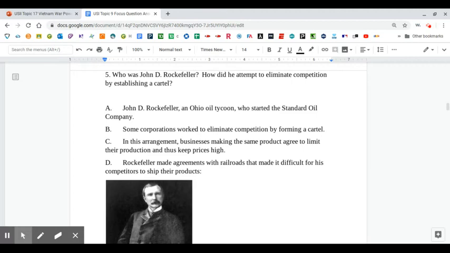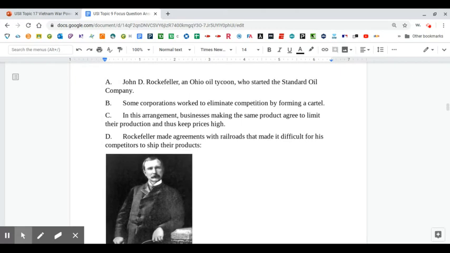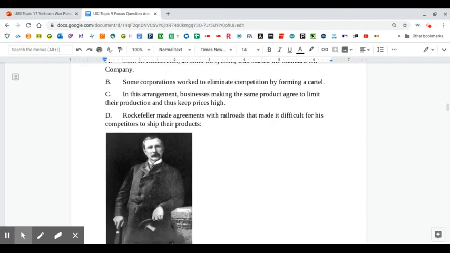Well, he was an oil tycoon. So the example I used before about a business owner who controls all aspects of the process, that was a Rockefeller idea. He monopolized, controlled all aspects of getting the oil and the movement, sale, and distribution. So he looked to eliminate competition along the way. In this arrangement, businesses make the same product. They agreed to limit production to keep prices high. Rockefeller made special arrangements with railroad companies that made it difficult for his competitors to ship their products from place to place.